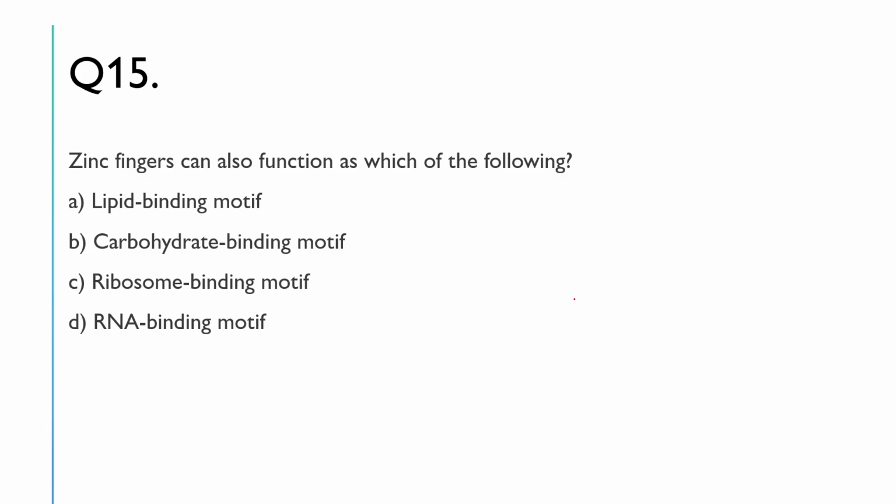Let's move to our next question. This is the final question of today's session, so please try to answer. Zinc fingers can also function as which of the following: lipid binding motif, carbohydrate binding motif, ribosome binding motif, or RNA binding motif? Till now, we have talked about zinc fingers as a DNA binding motif. So, is it possible for zinc fingers to bind with lipids, carbohydrates, ribosomes, or RNA? Please try to answer this.